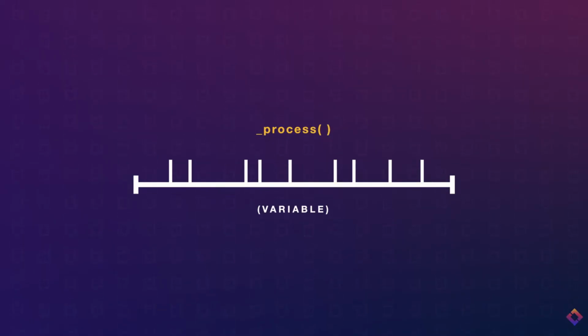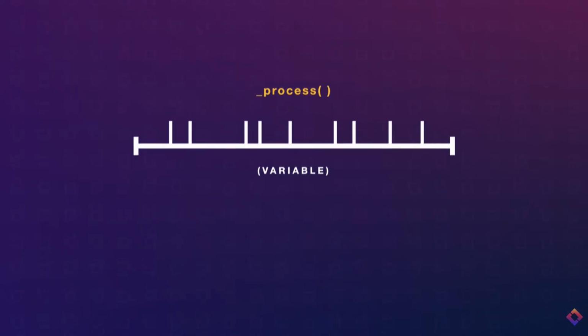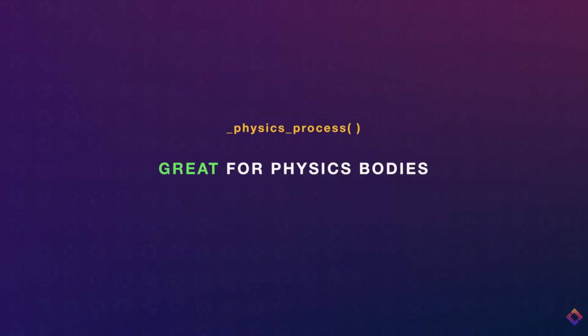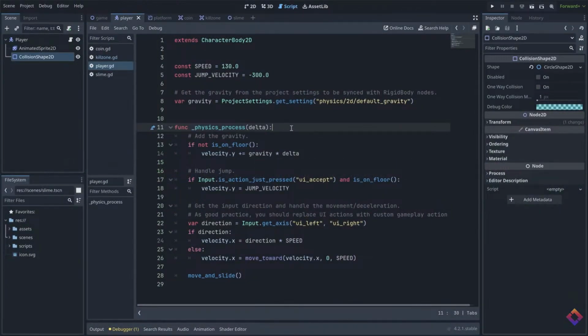Physics in general need to update at fixed intervals to avoid janky behavior. Luckily, physics process solves this problem because it runs at a fixed rate, 60 times per second by default. This is independent of your game's actual frame rate and helps physics run smoothly. We use it for anything that involves the physics engine, like moving something that should collide with its environment, such as a player character. So in this function, a few things are happening.